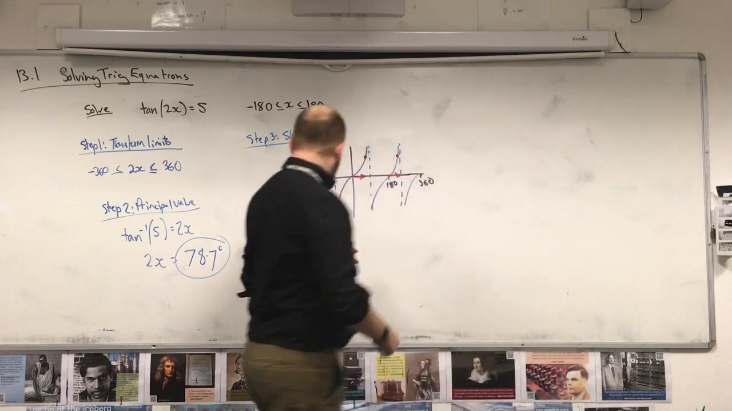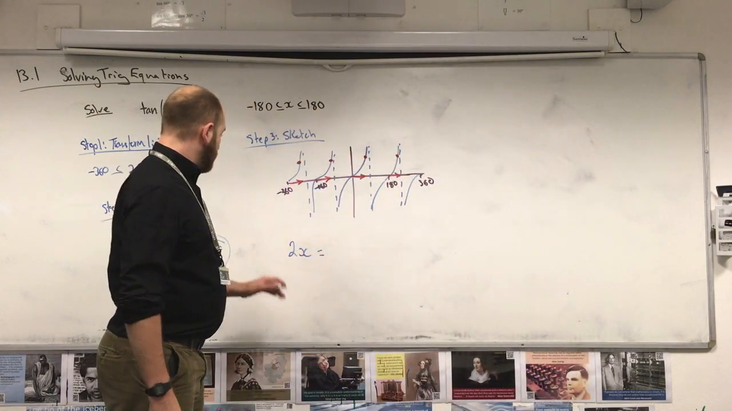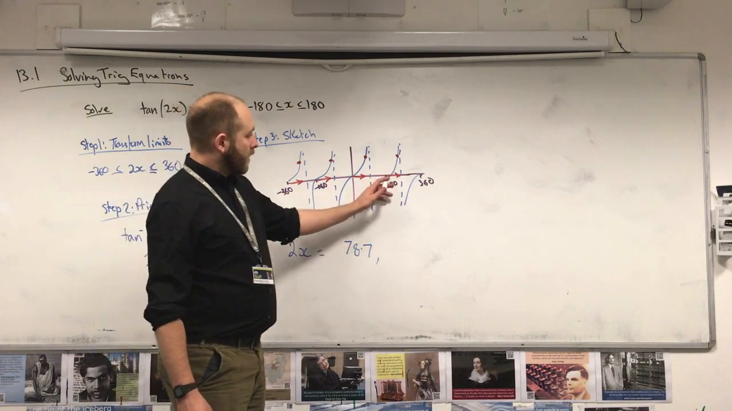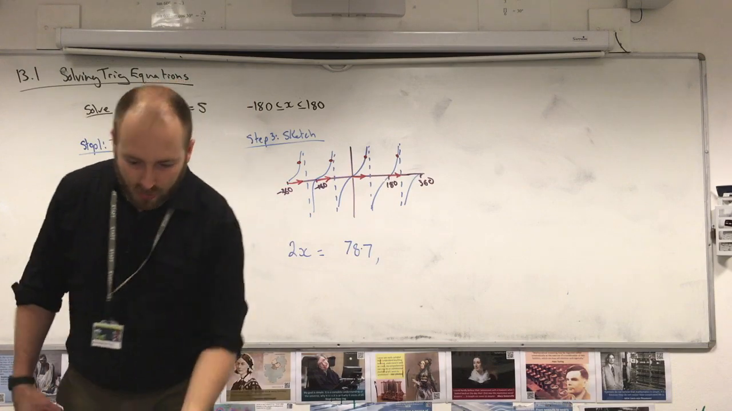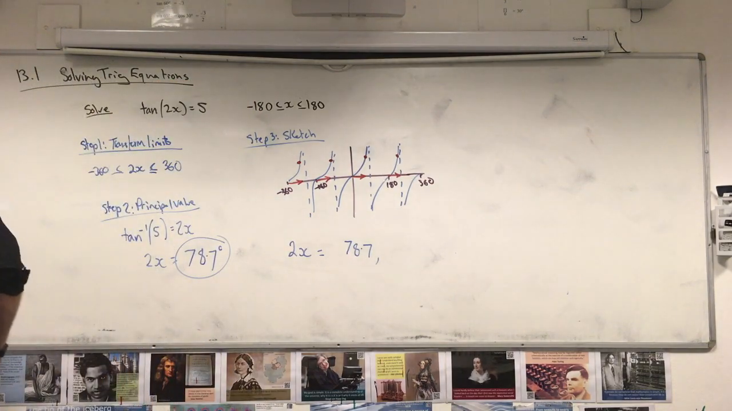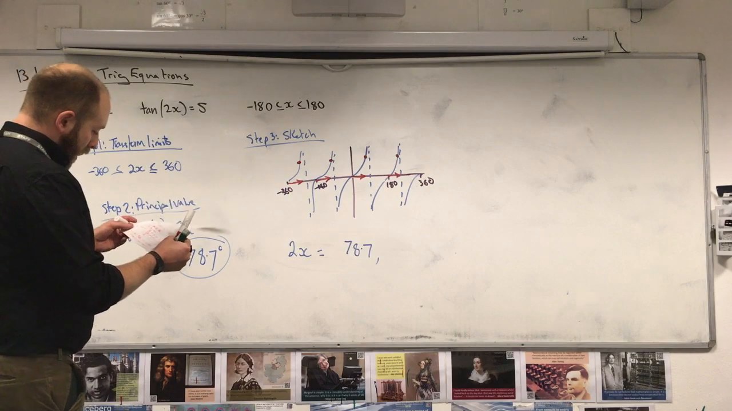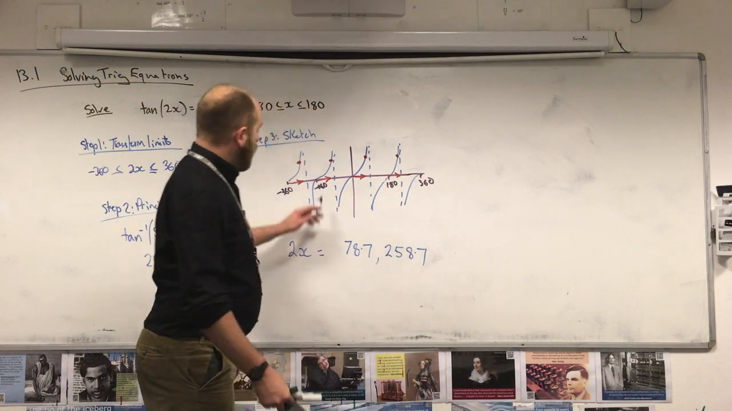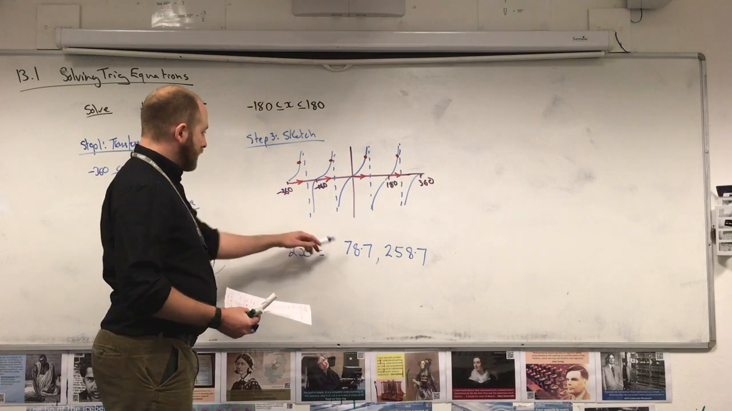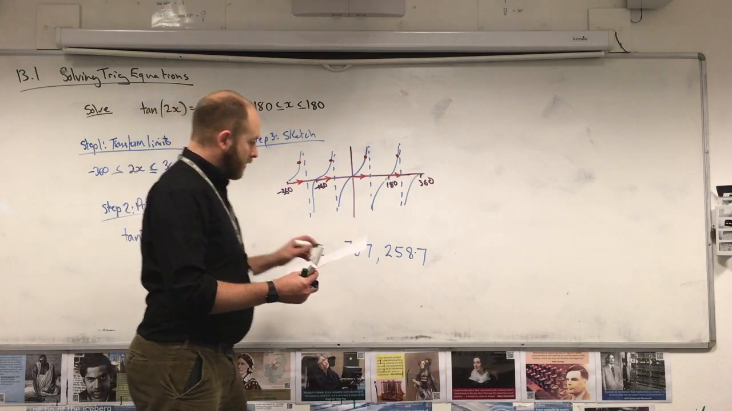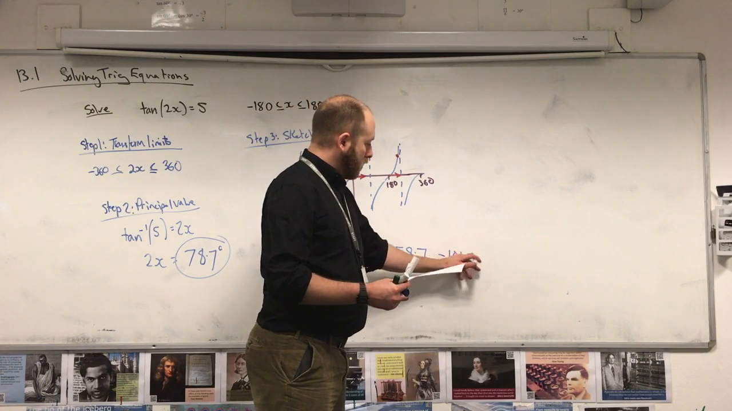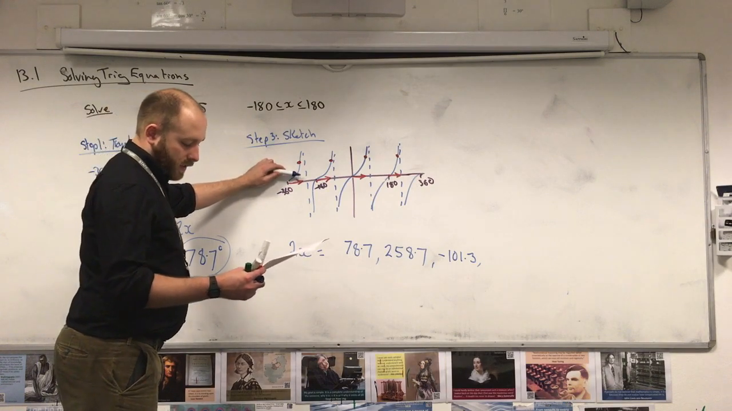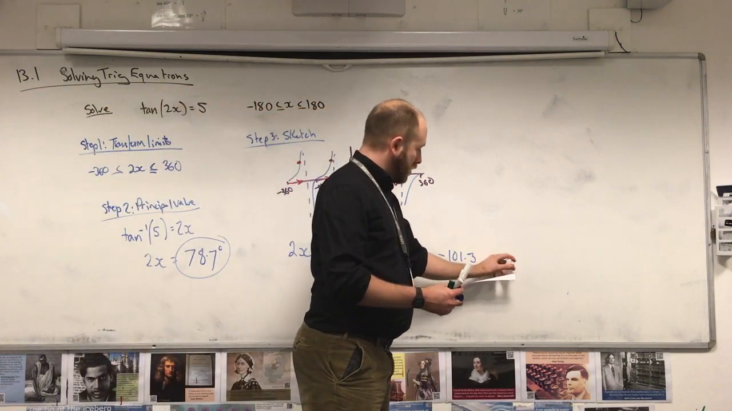So our values then, so 2x equals, first value 78.7, next value is going to be 180 plus 78.7, so we will get 258.7. We're then going to get minus 180 plus 78.7, so it's going to be minus 101.3. And this one, minus 360 plus 78.7, is going to be minus 281.3.